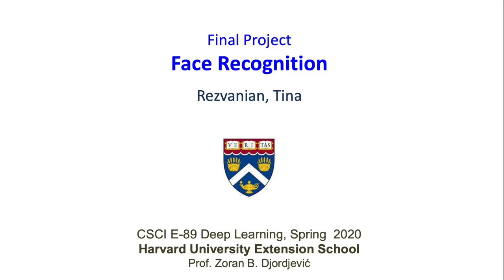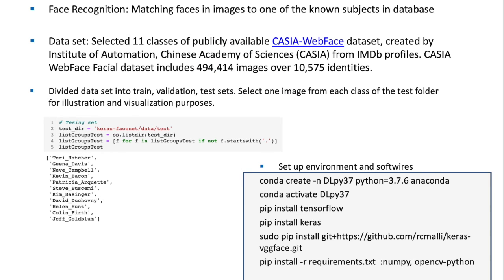Face recognition. We want to match faces in images to one of the known subjects in our database. I'm using 11 classes of the publicly available dataset called CASIA Web Face dataset. First, I am splitting the data into train, validation, and test.